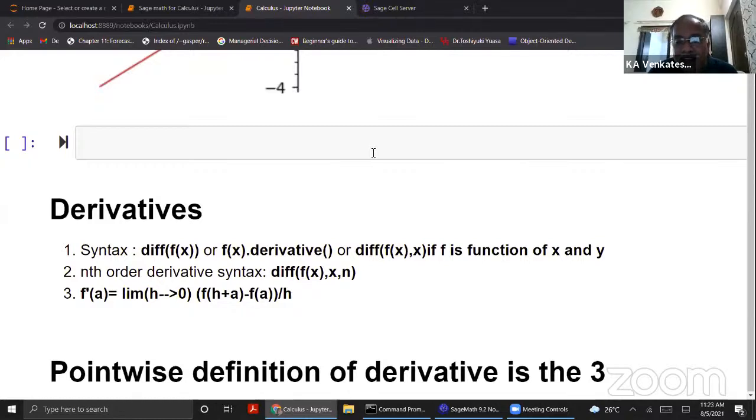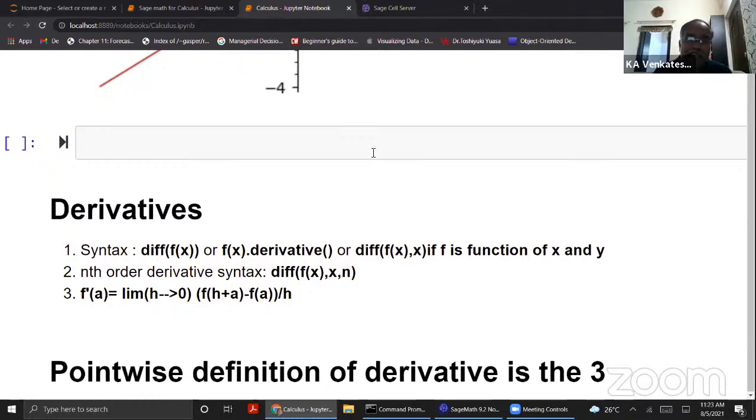Now, differentiation, we are going to talk about that. Derivative, we have to find out. There are so many ways to define this. The first one is D(f(x)). So it's a single variable function, so obviously no need of defining with respect to what variable.